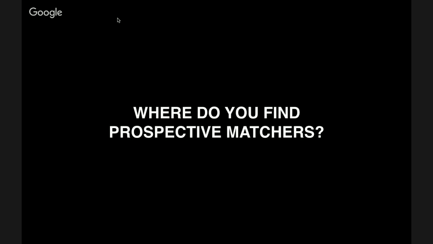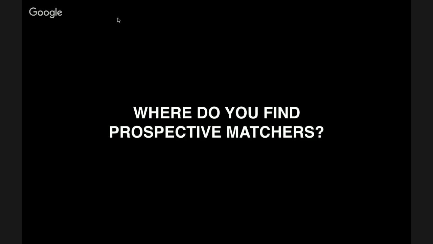So all right, the question now comes down to this: we've identified the types of people who can give, whether they're donors or non-donors. This is always the $64,000 question, and sometimes I mean that literally. Where do you find these potential matchers? Because they don't just fall out of the air.